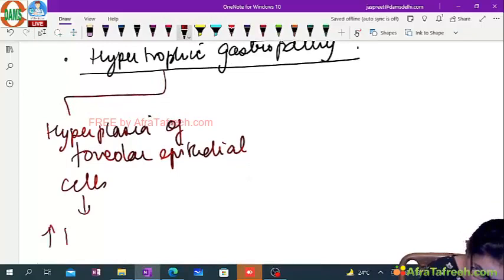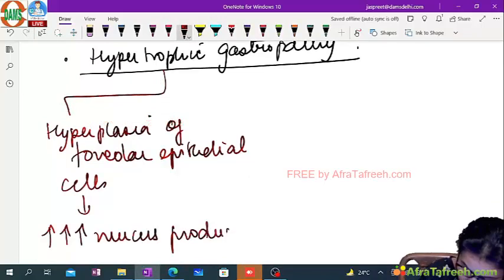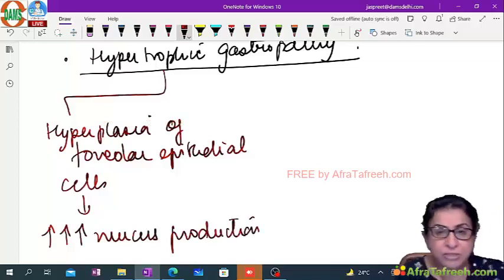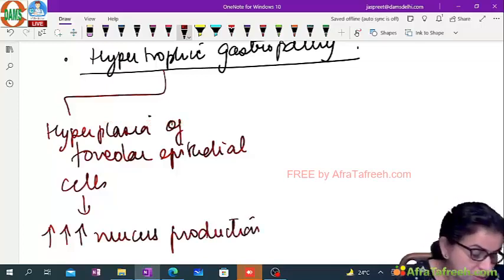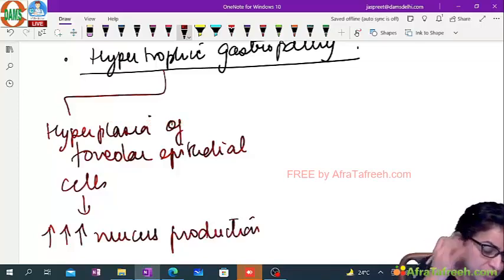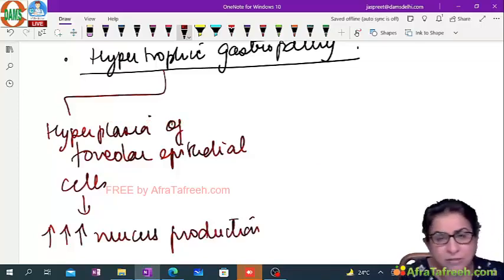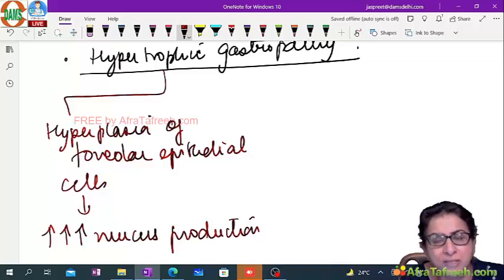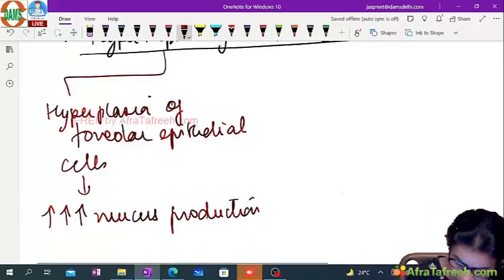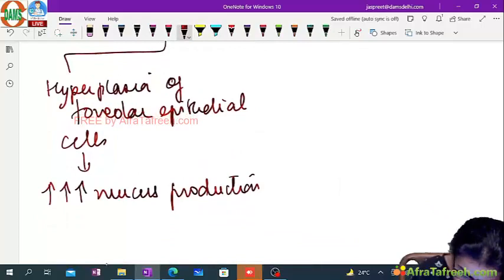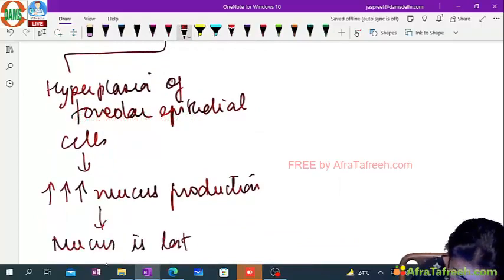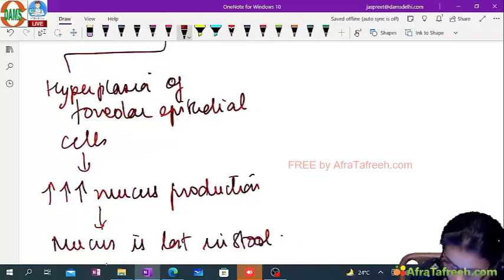As a result, lots and lots of mucus is produced in the stomach, much more than what is needed. When this mucus is produced, it will ultimately pass out in the stool. So there is increased mucus production, and this mucus is lost in the stool.